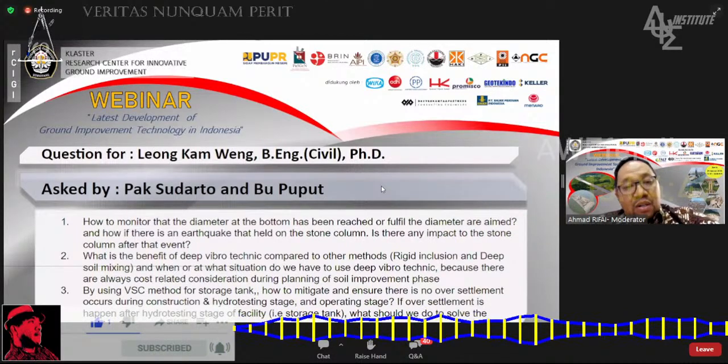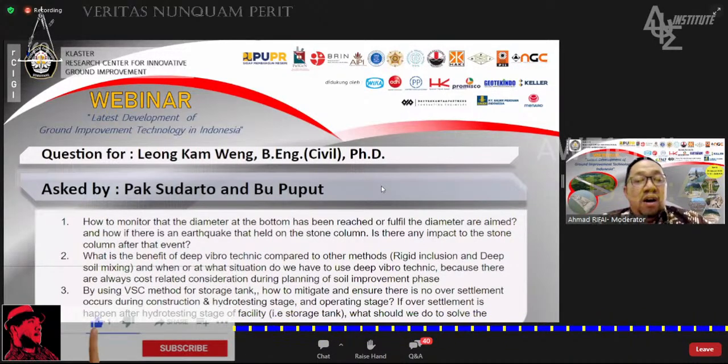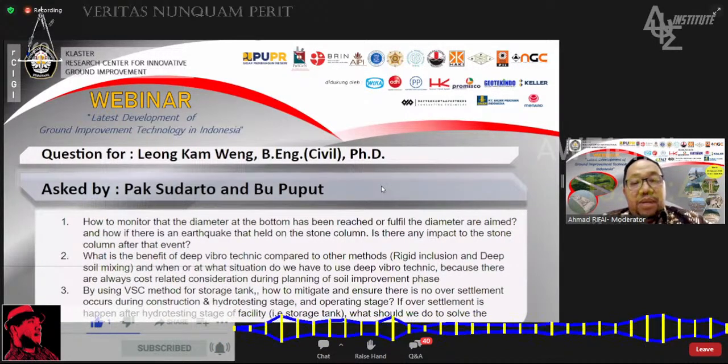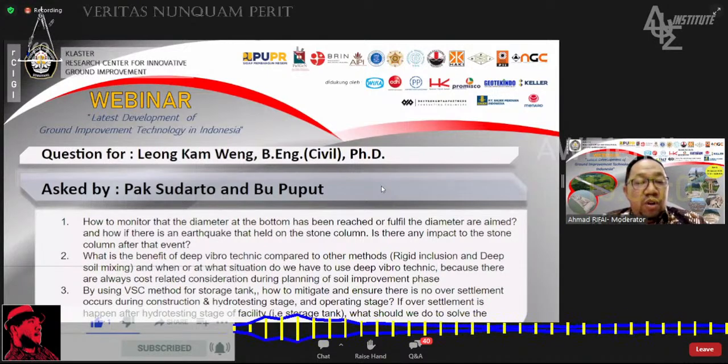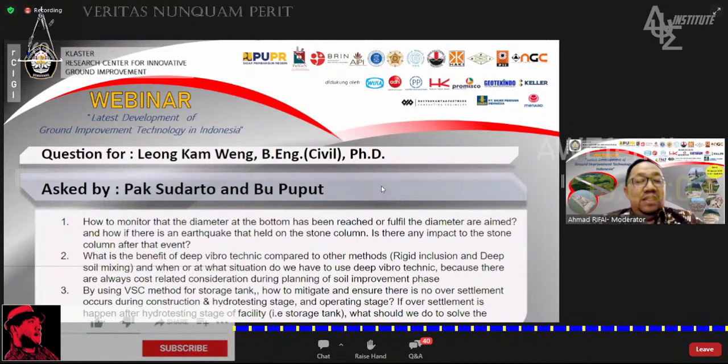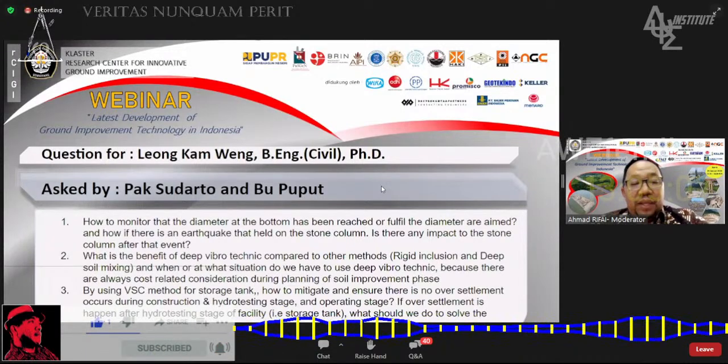Okay, so on our screen, we have the three questions from Pak Sudarto and Bu Puput. These questions are for Dr. Leong Kam Weng. The first: how to monitor whether the diameter at the bottom has been reached or fulfilled, and if there is an earthquake that hits the stone column, is there any impact on the stone column after that event?